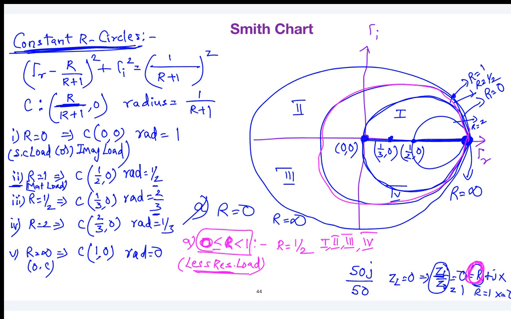So can you tell me, when the value of R is greater than 1, I can call it a high resistive load. Which quadrants will the circle be confined to? 1 and 4. Yes. So take R equal to 2. When you take R equal to 2, it is confined only to the first quadrant and the fourth quadrant. So these are the conclusions.